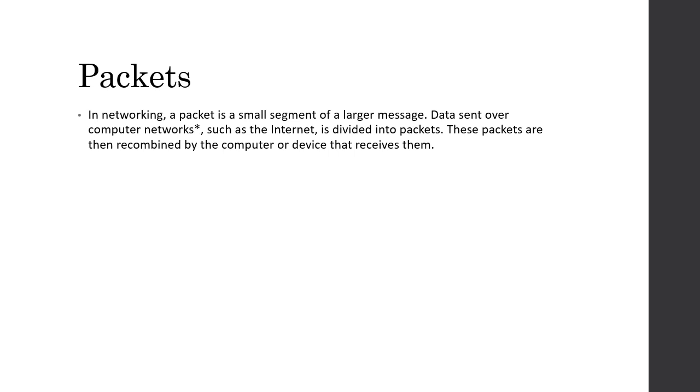So in networking, a packet is a small segment of a larger message. Data sent over computer networks such as the internet is divided into packets. These packets are then recombined by the computer device that receives them. A computer does not send a message as a single section of data over the internet. Any file that you send is split into smaller sections before it is sent. The small sections are called packets. Many thousands of packets are sent if you are sending a photograph or another large message. Each packet is addressed to the person receiving the message. Each packet is numbered so that the message can be put back together in the right order.